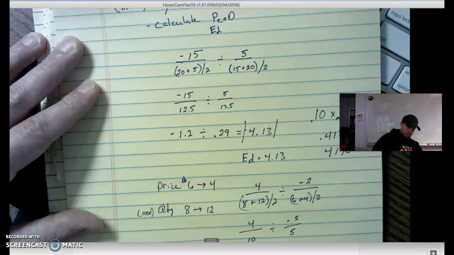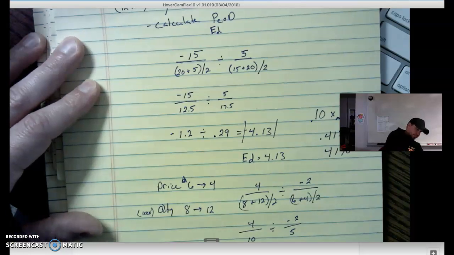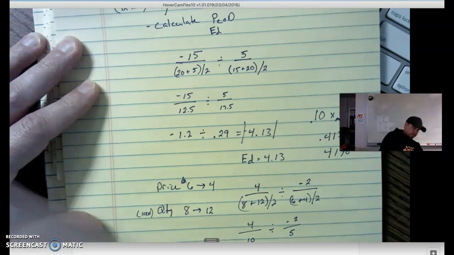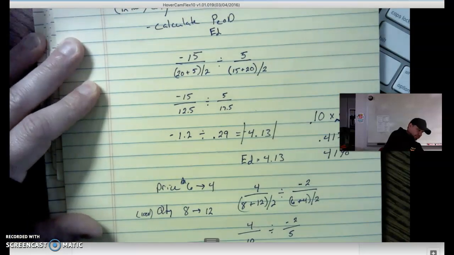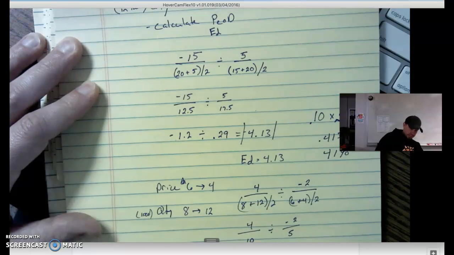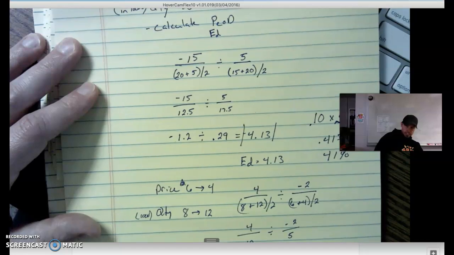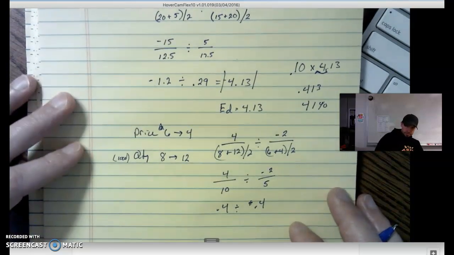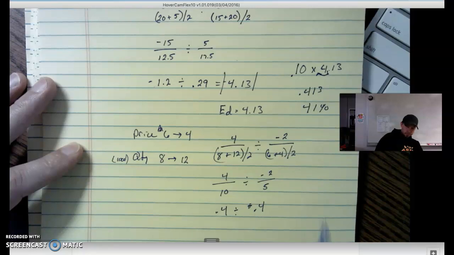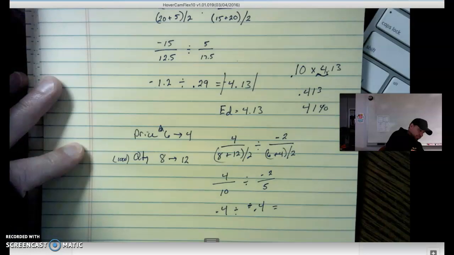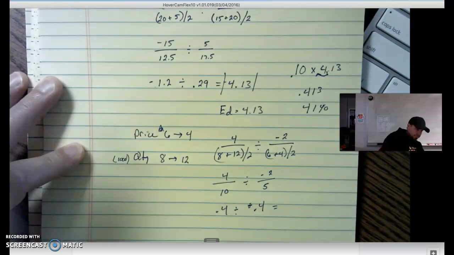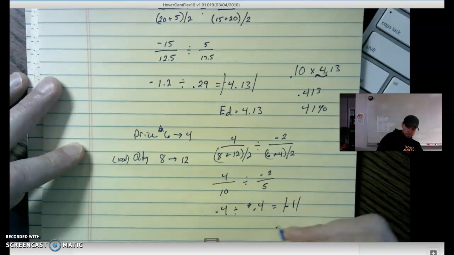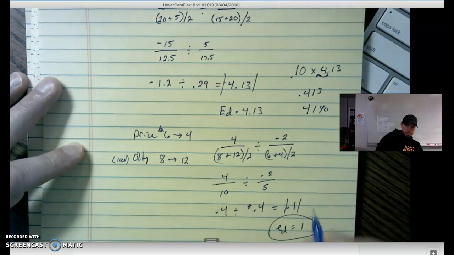Okay, so if we take 4 and divide that by 10, it gives us 0.4. And we take negative 2 divided by 5. That gives us a negative 0.4. So we're going to get 0.4 divided by a negative 0.4, which gives us a negative 1. All right, we take the absolute value. So our elasticity of demand is equal to 1.